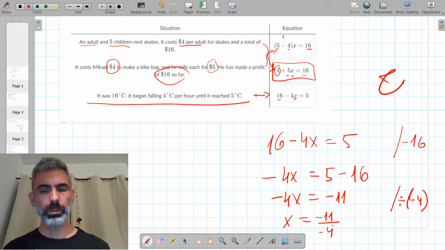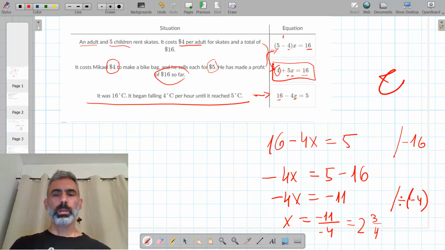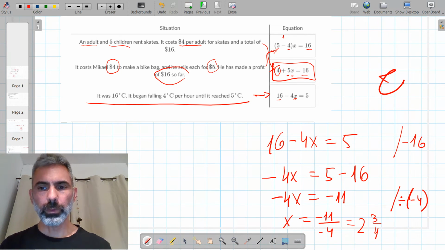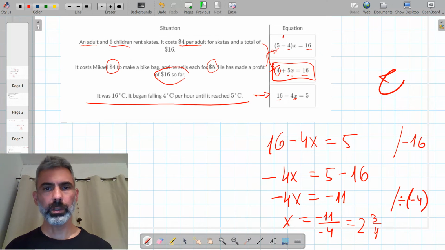So this equals 2 hours. So 4 goes into 11 twice, and we have 3/4 of an hour. 2 hours and 3/4 of an hour. So 2 hours and 45 minutes. It took the temperature to fall from 16 degrees Celsius to 5 degrees Celsius.